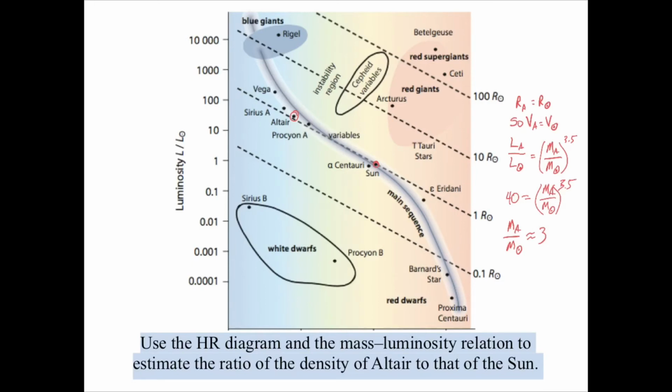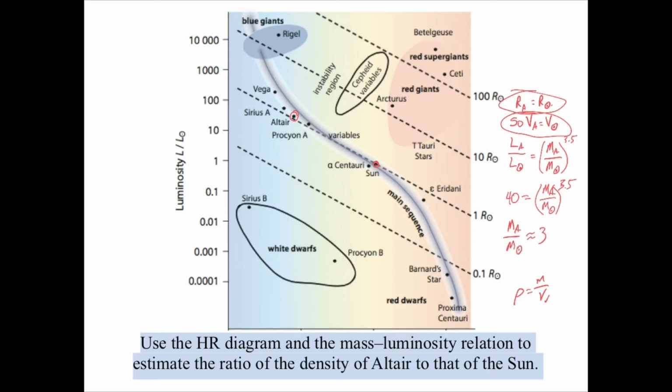Here's what I got. So here's what I said. I said, well, the sun and Altair have about the same radius. All right, I can see that on my HR diagram here. Now, if they have the same radius, then they have about the same volume, right? So now, if I'm looking at density, remember, it is mass over volume. So I've already said that the volumes are about the same, so now really all I need is the mass.